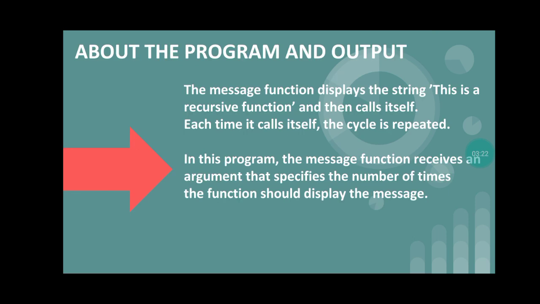About the program and output: the message function displays the string and then it calls itself. The string is "This is a recursive function." Each time it calls itself, the cycle is repeated. In this program, the message function receives an argument that specifies the number of times the function should display the message.